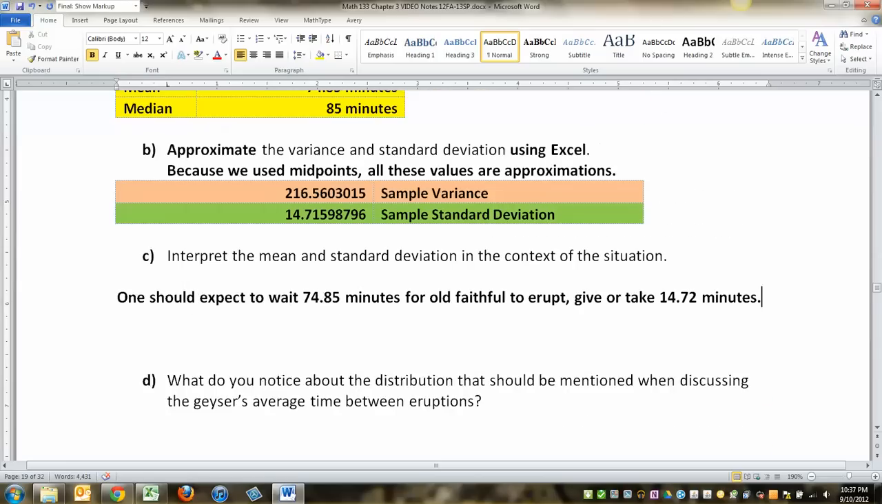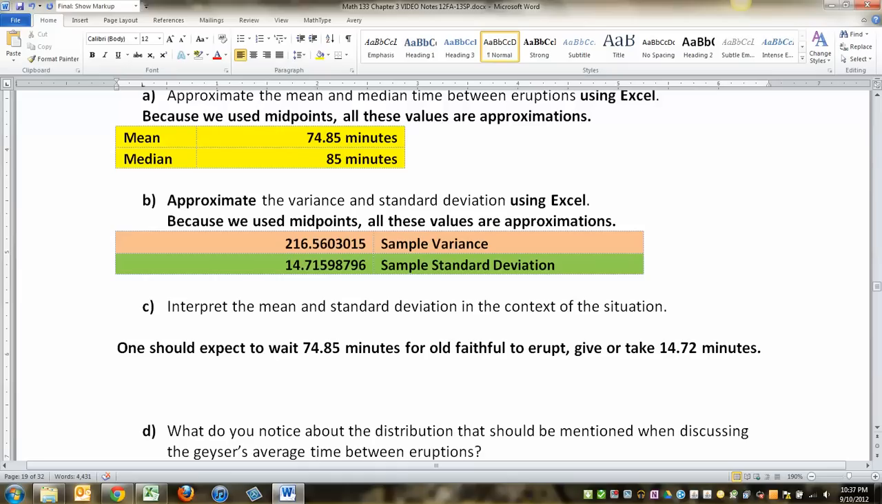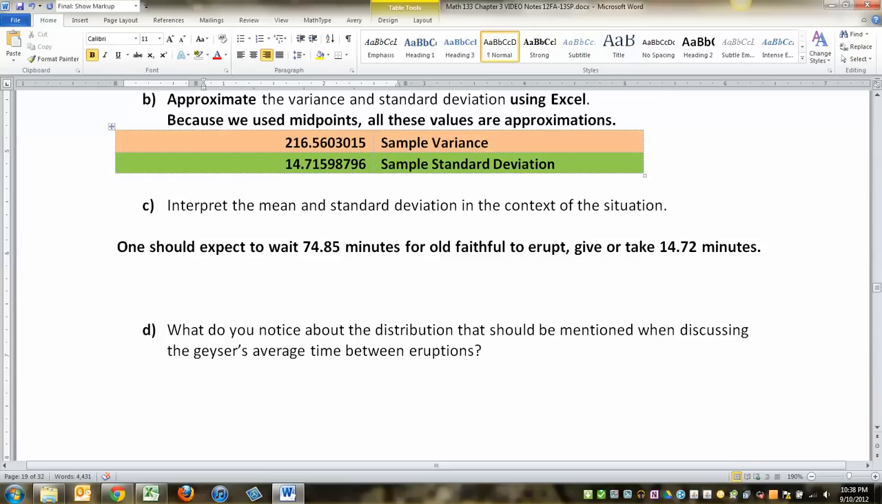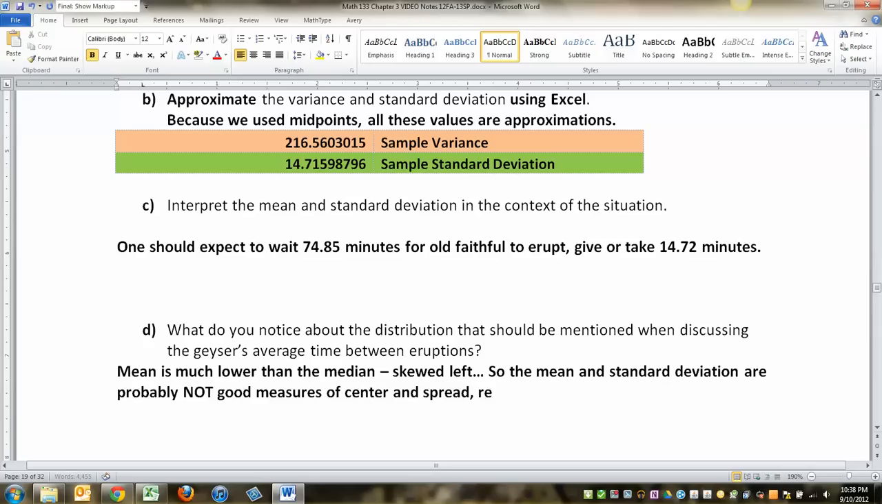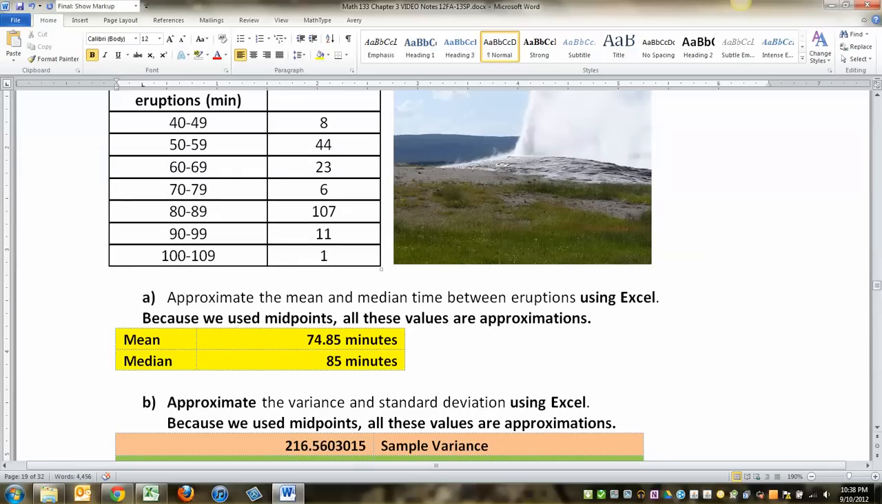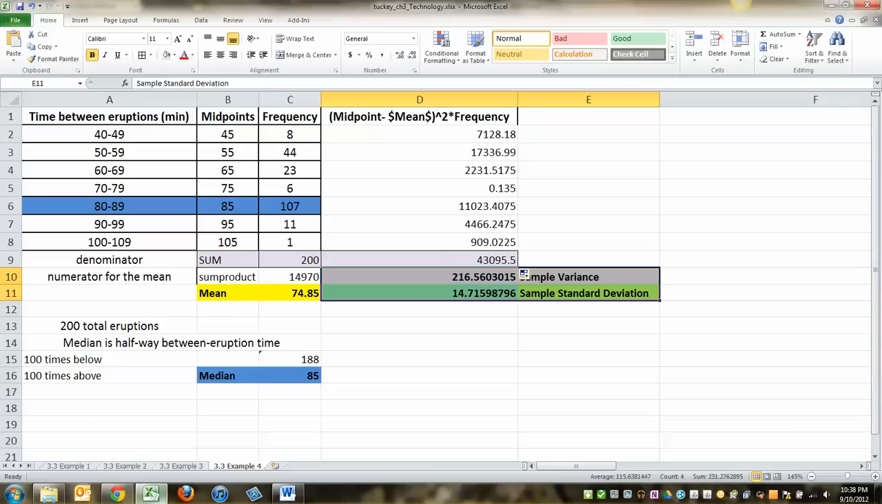Done. So what do you notice about the distribution that should be mentioned if you were going to discuss this? You can see it right here with the mean and the median. Notice how the median is much higher than the mean, right? So remember, if the mean is much lower than the median, it's skewed left. So the mean and standard deviation are probably not good measures of center and spread, respectively. Right, we learned that they're not resistant. So if it's skewed and has a tail like this one does, then it's not going to be much good to you. Don't believe me that it has a tail?